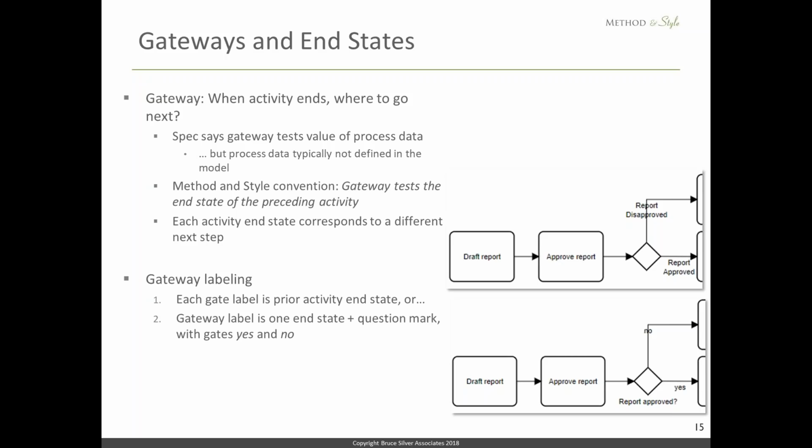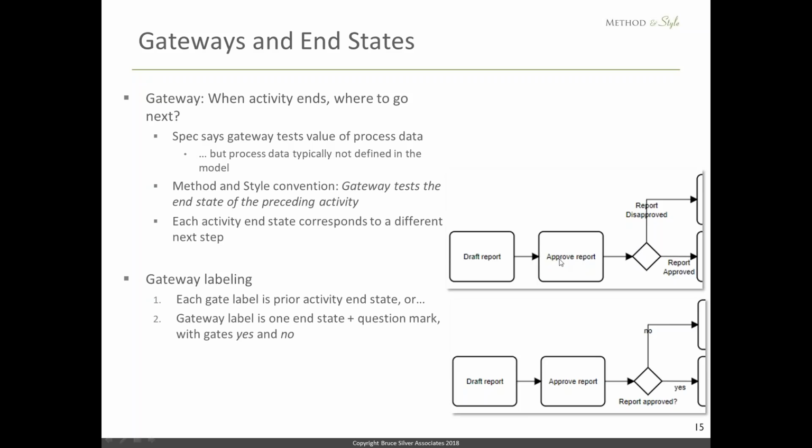So method and style takes a bold step, and you might say too hard to even fathom, but it turns out that it's not so hard when you get used to it, that a gateway only does one thing. It tests the end state of the previous activity. So here the previous activity is called approve report, and it says there's two possible paths: report approved, report disapproved, where these labels represent end states, different ways this activity could end. And that's the only thing allowed by a gateway. The gateway tests the end state of the previous activity.